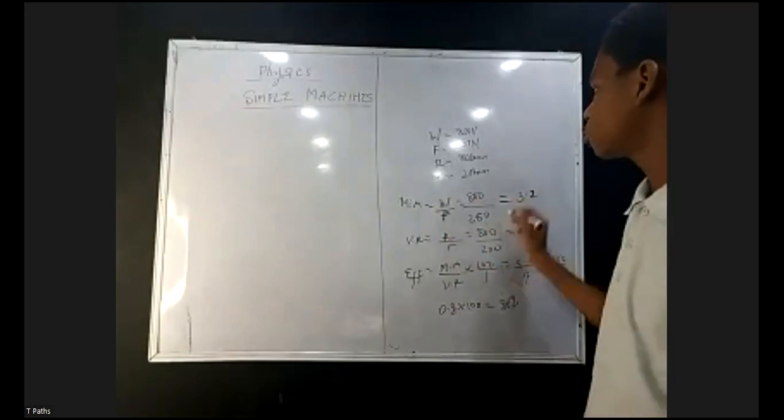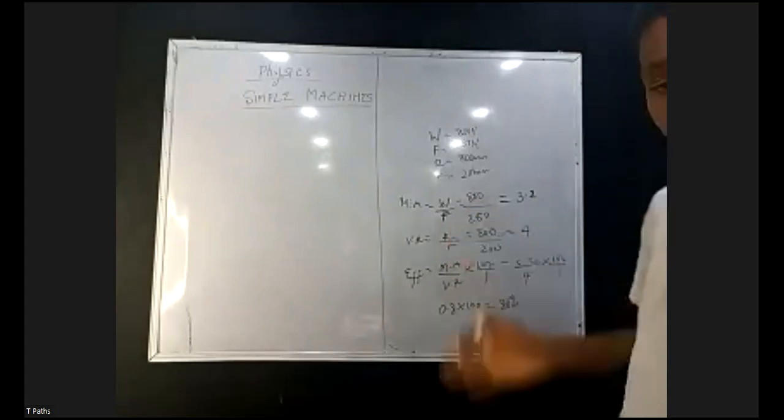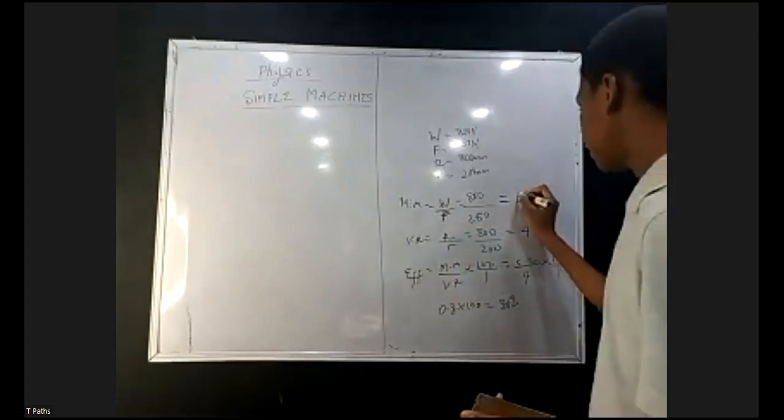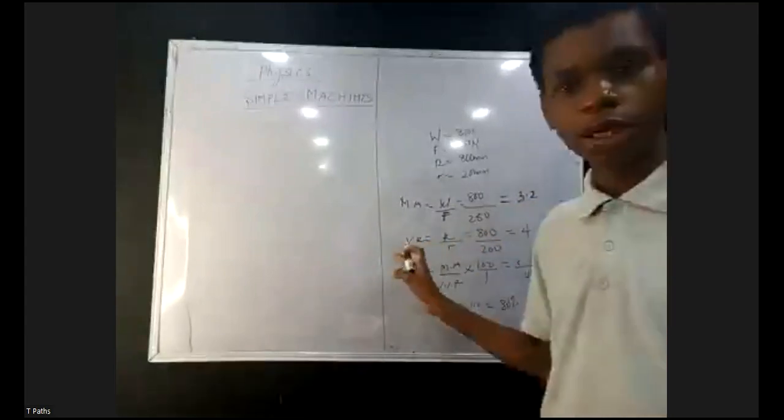So my load over effort. My load is 800 Newton, and my effort is 250 Newton. So if I divide it, I have 3.2. 3.2 is my mechanical advantage. Now moving down to my velocity ratio.